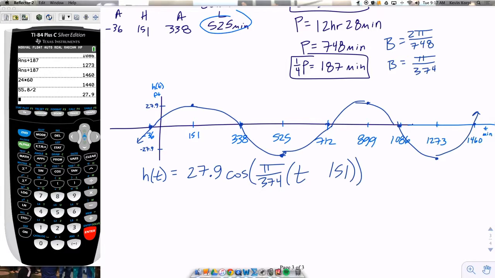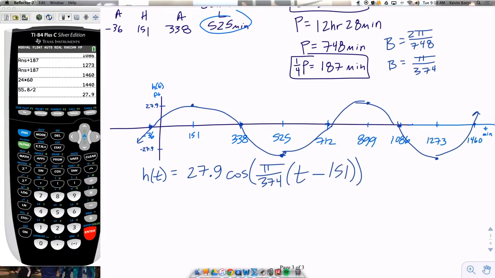That's great. Now, I left it blank in between the t and the 151 because I'm not sure if it's supposed to be plus or minus. Minus. Good. Because the unshifted cosine would have a high point at t equals 0, and you need to scooch it to the right. So it would be t minus.